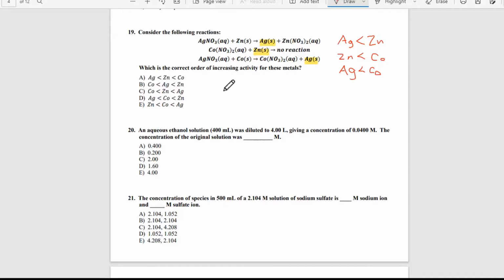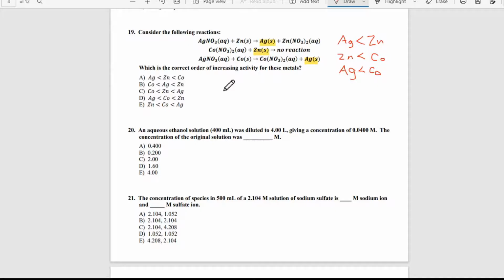So yeah, it's A. Now, question, did you really need that last reaction? No, because if you already know that zinc is less reactive than cobalt, but silver is less reactive than zinc, then that would actually be sufficient to put together this series. Cool.